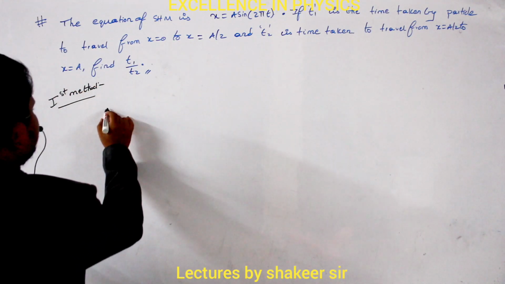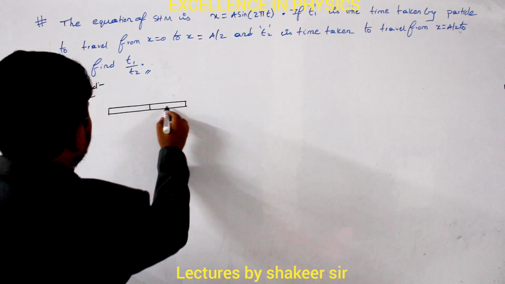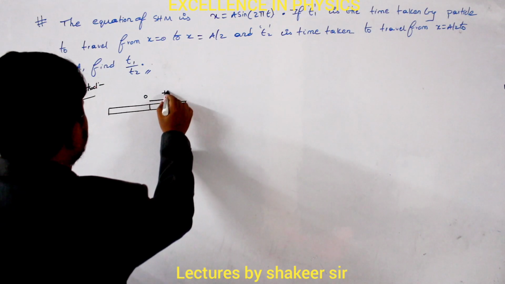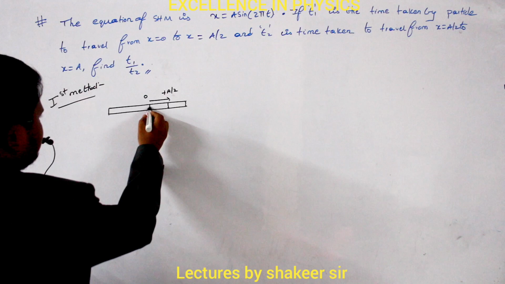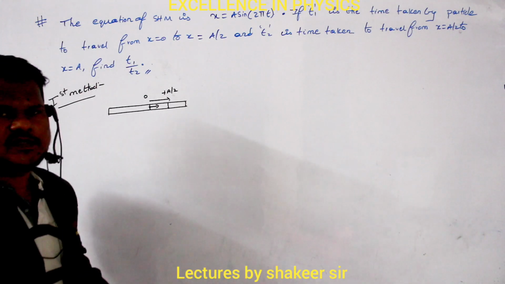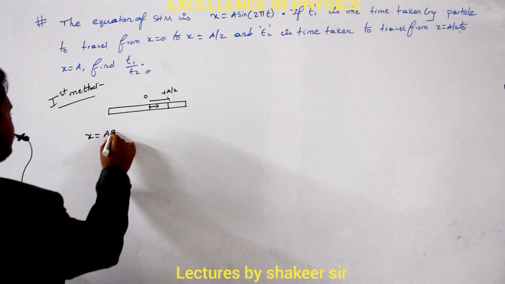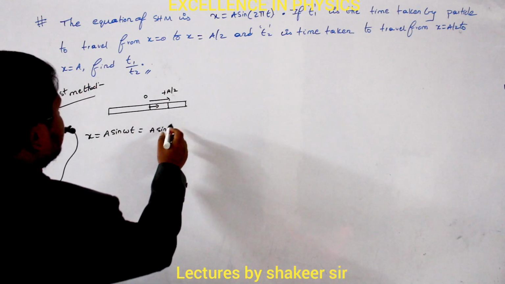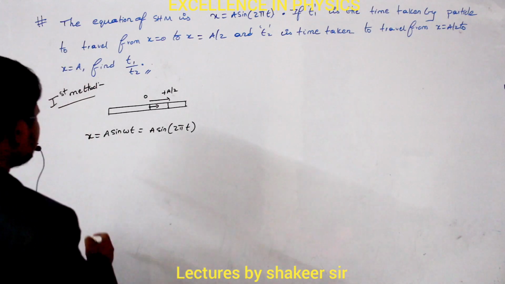So initially what he is saying, time taken to travel from 0 to plus a by 2, that is from here to here. So 0 to plus a by 2. Clear? So therefore, if a particle is present at the mean position and traveling towards positive extremity, then its initial phase is 0. So therefore, how can I directly write the relation? x is equal to a sine omega t, which is equal to a sine, and what is the relation he gave? 2 pi into t. Clear?